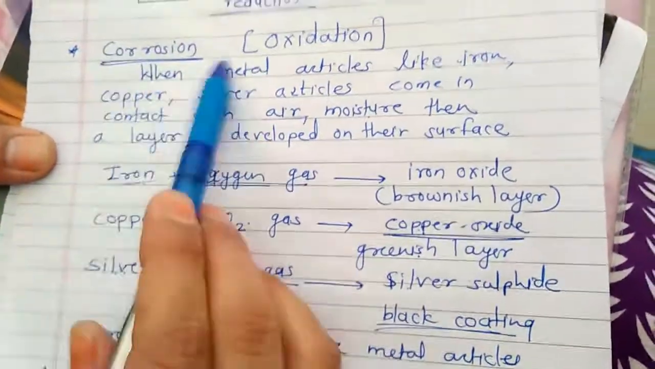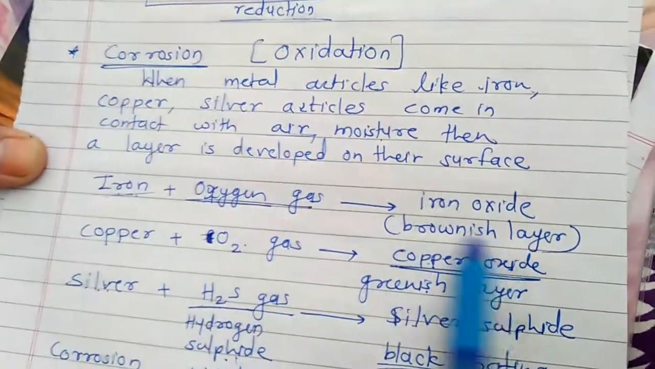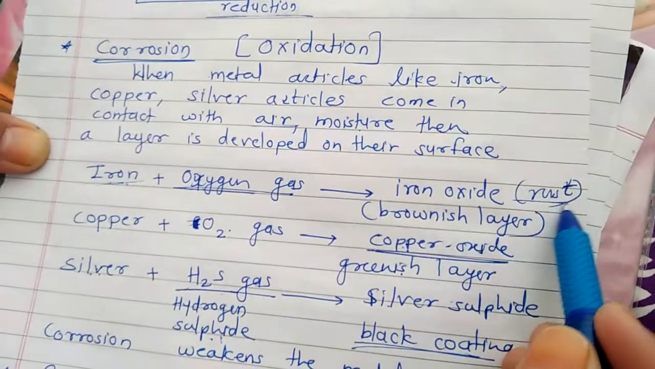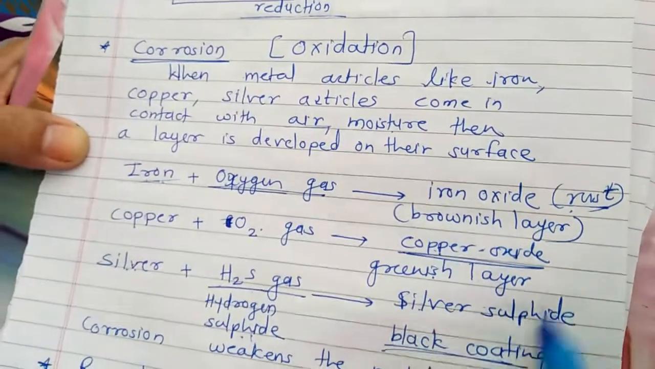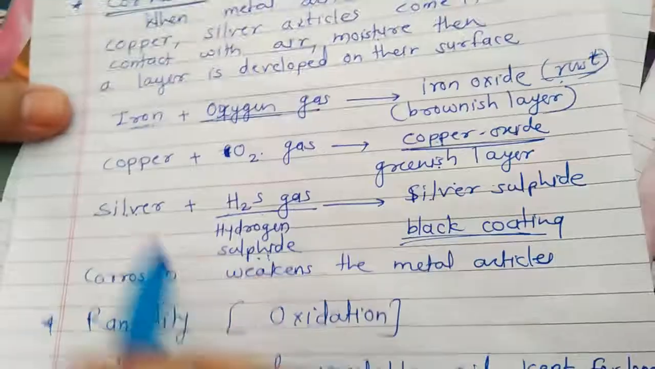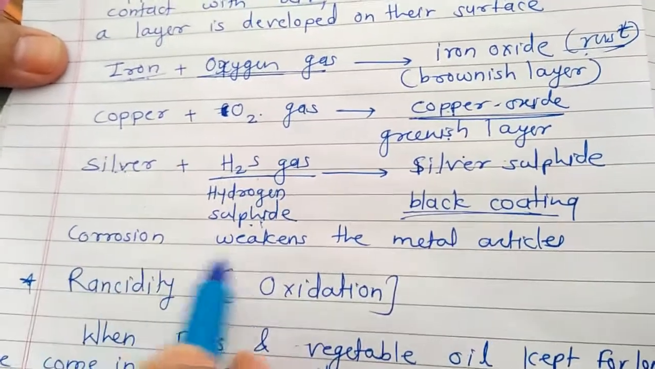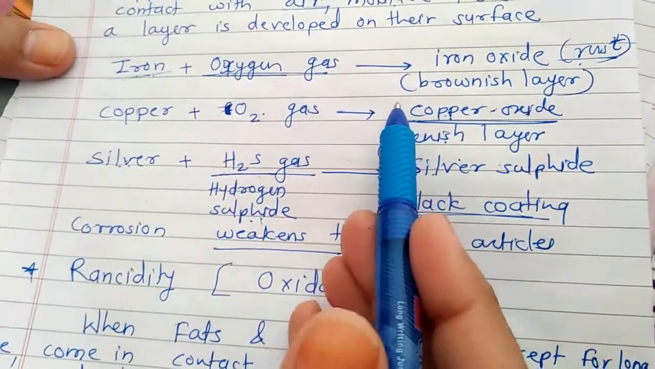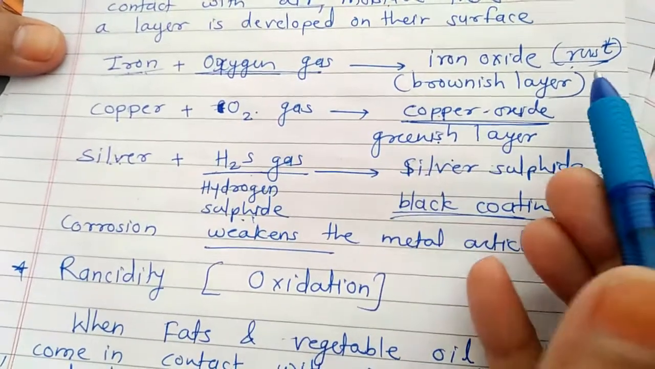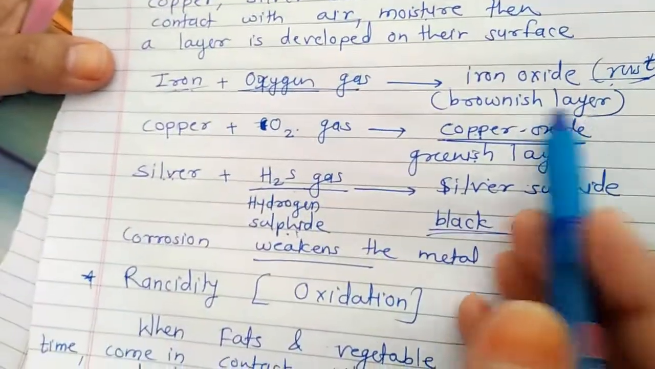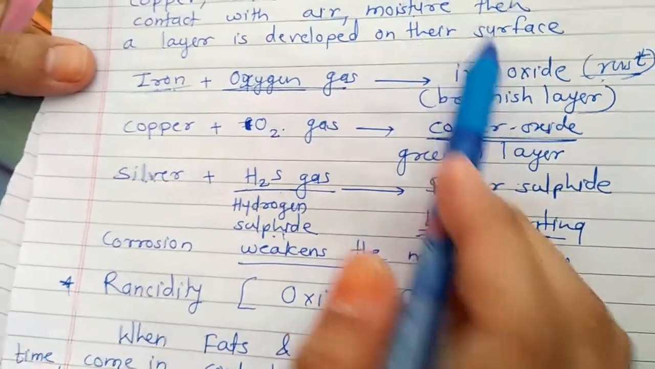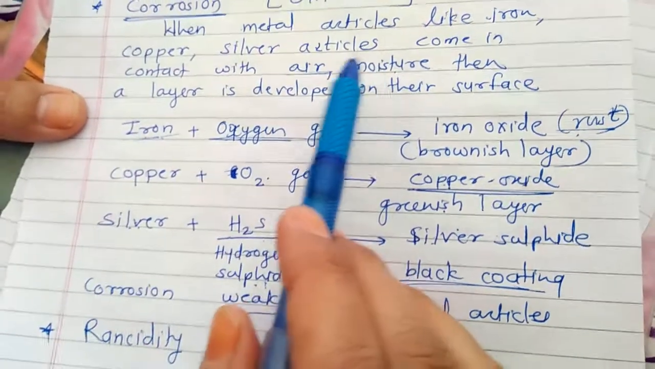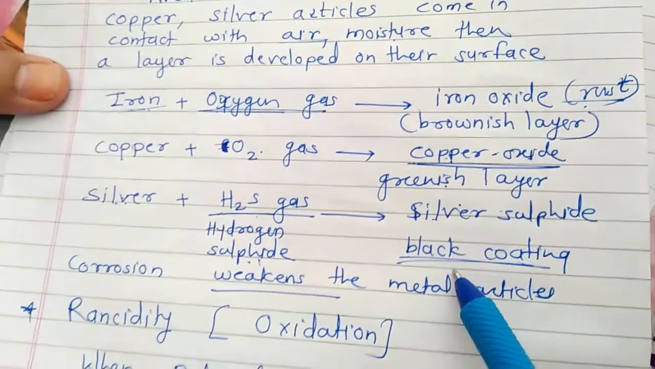Then we say that the process of corrosion has started, and this layer of iron oxide is called rust. Due to the formation of rust, or various layers on the metal surface, the actual metal starts to corrode, or the metal article weakens. So if we want to prevent corrosion, what can we do? For an iron article, we give paint. So painting, electroplating, there are various methods to prevent corrosion. Corrosion is the process in which metal gets corroded due to contact with air and moisture, developing rust on the surface of the metal.